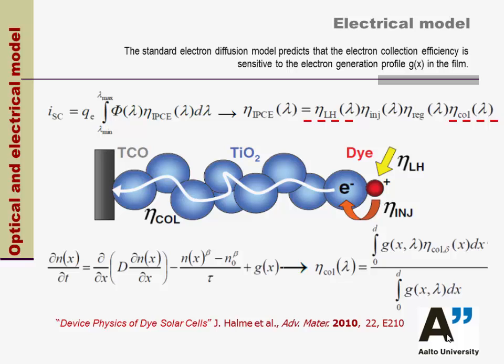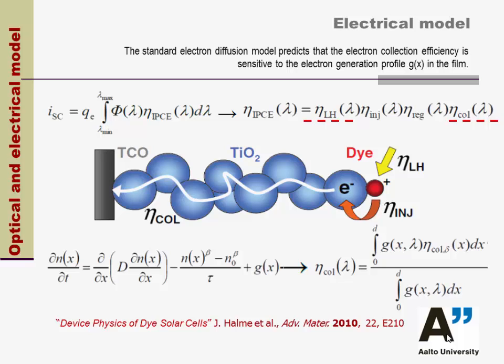So the collection efficiency, basically what it's accounting for is that once I have injected an electron in the conduction band of titanium oxide, the electron has to travel and reach the electrode. And how efficiently this happens is represented here. This is the equation for the collection efficiency, and as you can see, it depends on this function, which is the electron generation function, which is nothing else than the absorption profile. So this is the absorption profile inside your film.